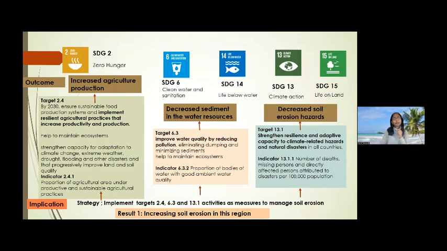So for the implementing strategy, the targets and activities related to target 2.4 and target 6.3, as well as 13.1, are activities to manage soil erosion. Target 2.4 covers activities related to implementing resilient agriculture practices that increase productivity and production.